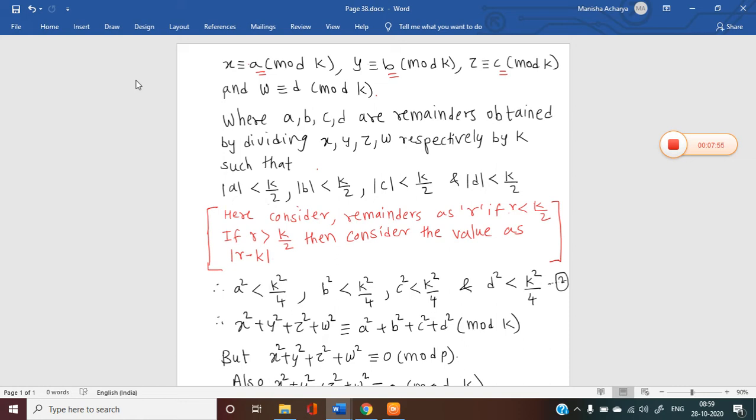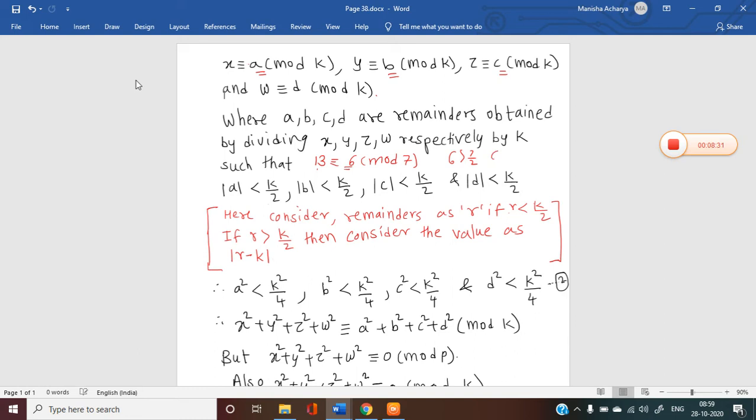Here I will explain the meaning. Suppose we consider x equal to 13, and you divide 13 by, say, k equal to 7. What remainder are you going to get? 6. Now 6 is a number which is greater than 7 by 2, k by 2. Since it is greater than 7 by 2, we have to choose a so that mod of a is less than k by 2. So obviously, here a is not the integer which we want.